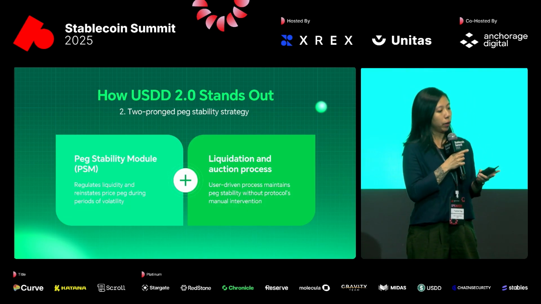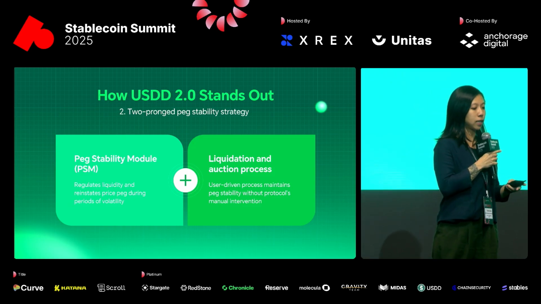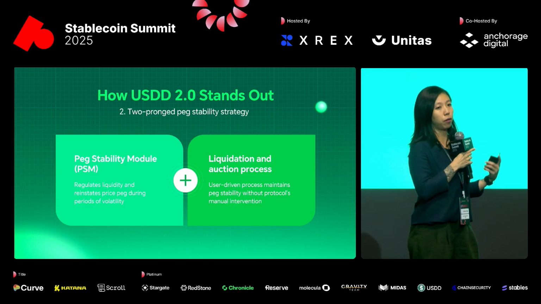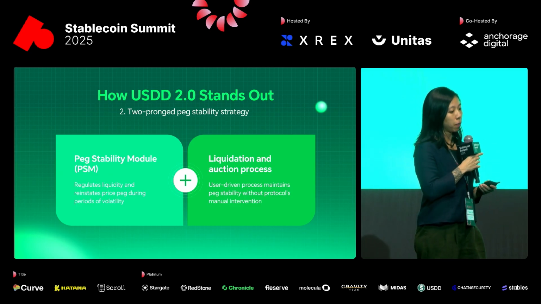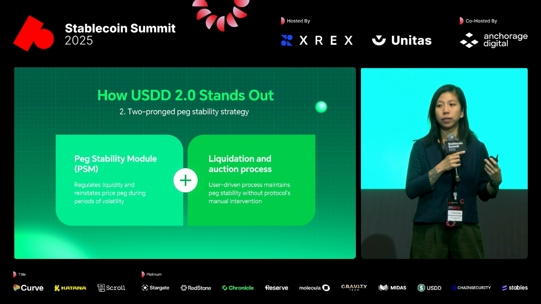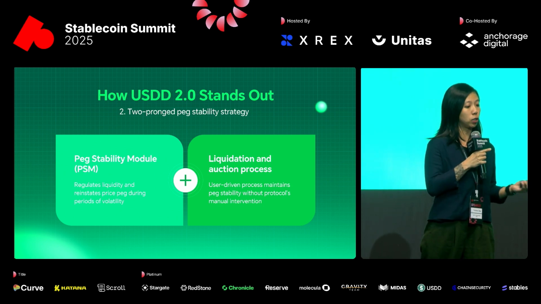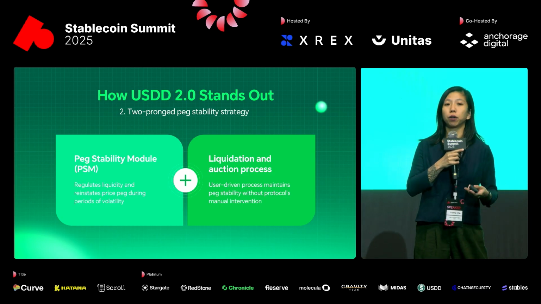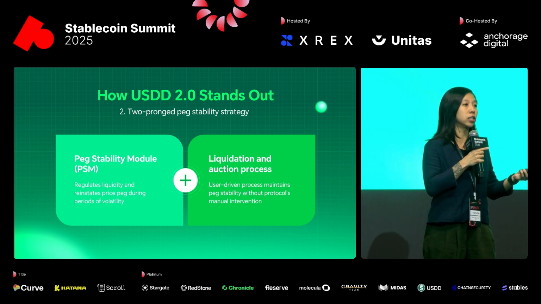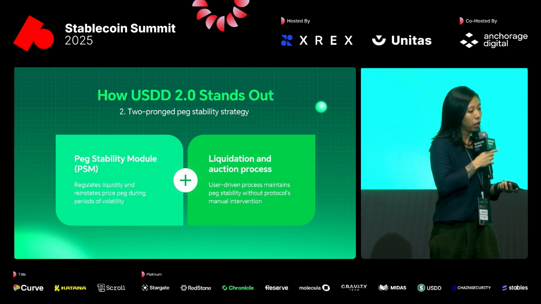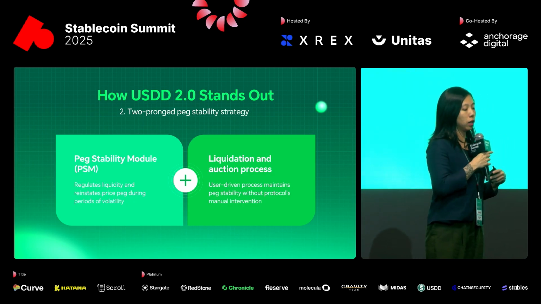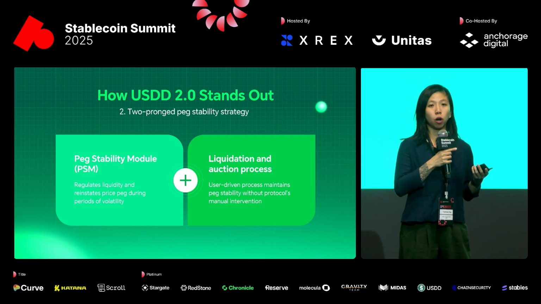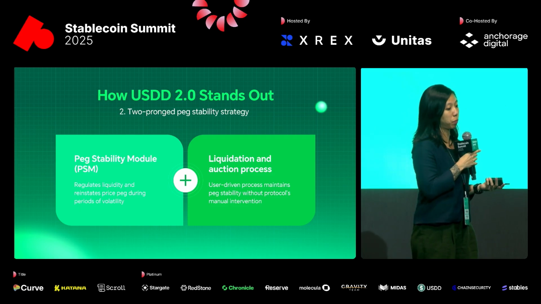All right, second point about how USDD stands out is our two-pronged approach to peg stability. Firstly, we have the PSM, the peg stability module. This allows users to swap USDD with other stablecoins at a 1-to-1 ratio. So why is this important? When there are periods of volatility, when there are changes in the market value, this mechanism helps to regulate liquidity and to naturally create arbitrage opportunities, which will bring the price back to peg.